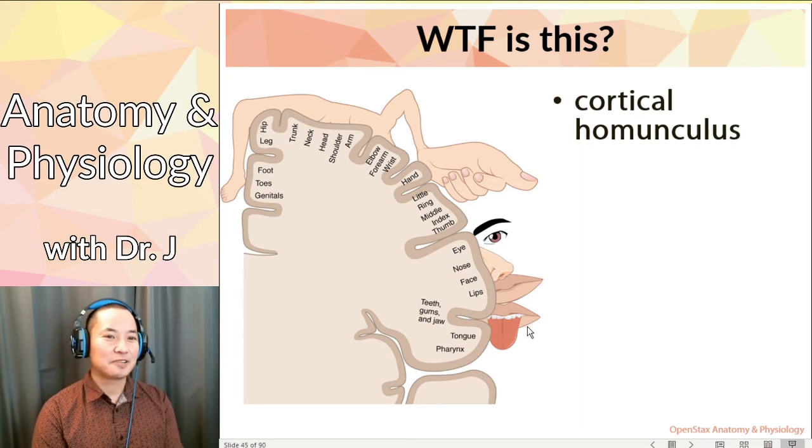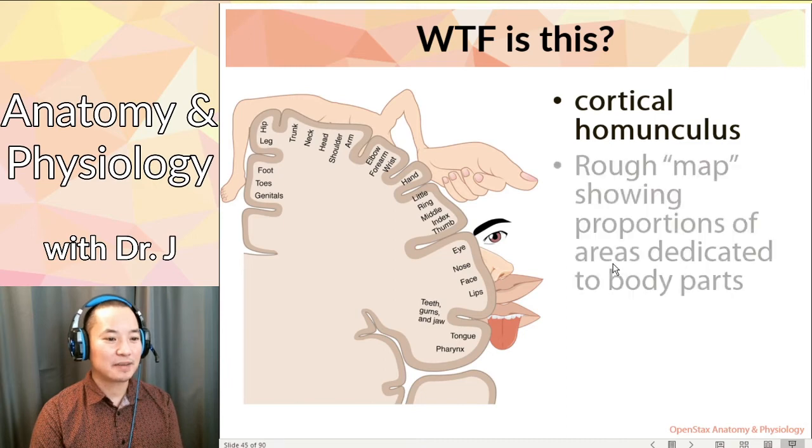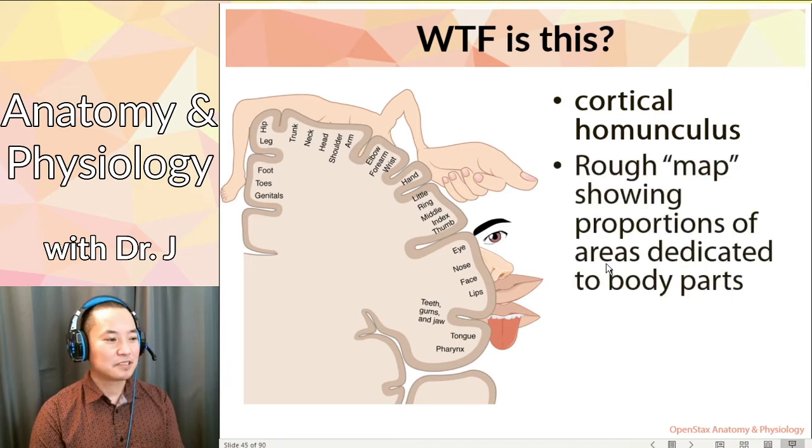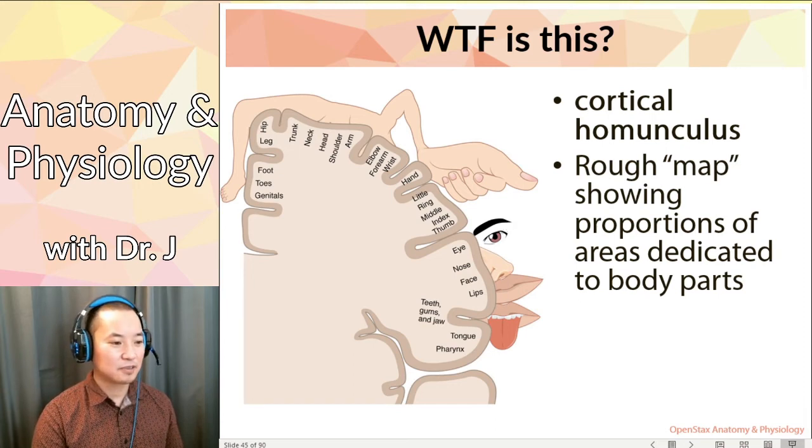This is what you call the cortical homunculus. And yes, it looks like a person, but a very distorted person. And why is it distorted? Well, it is a very rough map showing proportions of areas of your brain that are dedicated to certain parts of your body. So notice your entire leg. I mean, your leg is a pretty big part of your body, right? But compared to that, your hands and your arms have a lot more of the surface and neurons of your cerebral cortex.